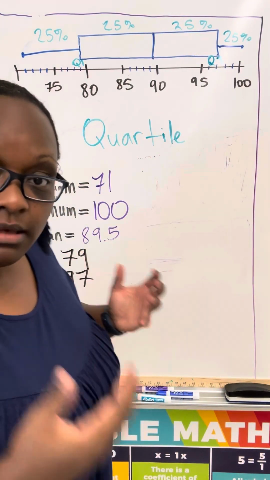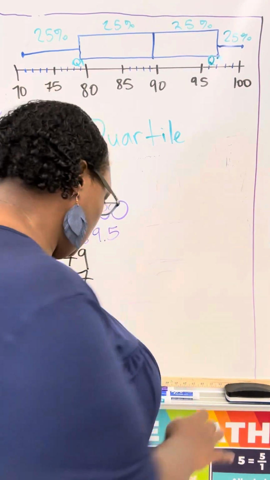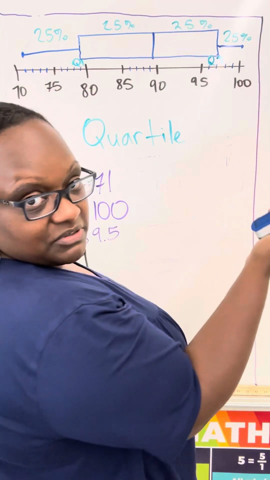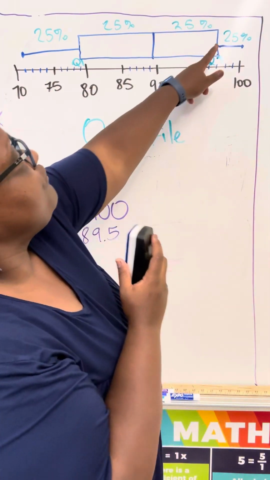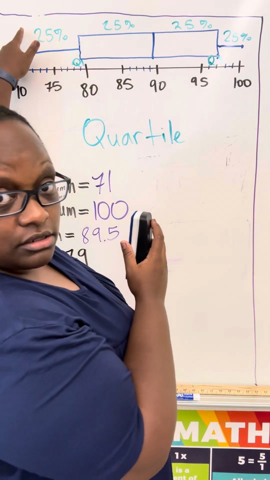So you have a completed box plot when you don't have to put the percentages. I'm just doing that for your notes. So if you have not written this yet, write this in your notes.